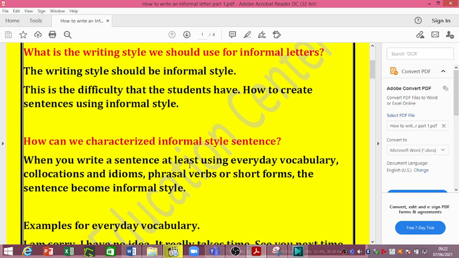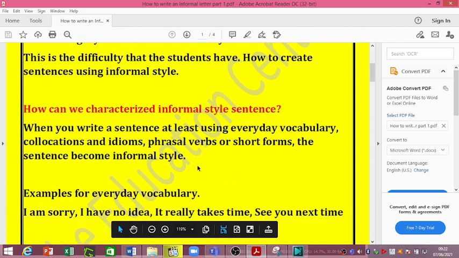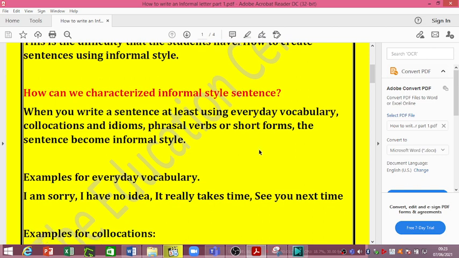When you write a sentence, at least using everyday vocabulary, collocations and idioms, phrasal verbs or short forms, the sentence becomes informal style. Then you can use one of these things in your sentence. Everyday vocabulary, collocations and idioms you can apply. Phrasal verbs you can apply, short forms you can apply. Then your sentence becomes informal style.